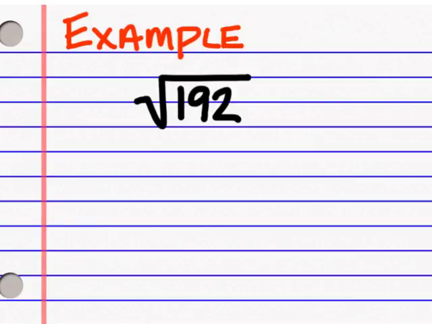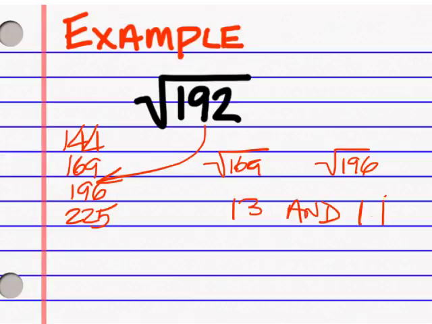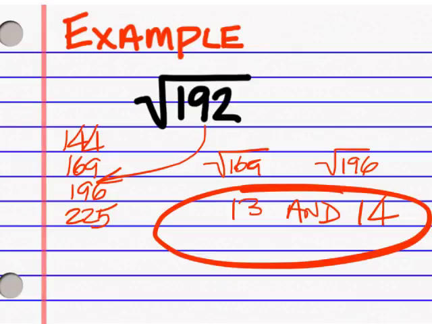Here's another one. 192. Some of the squares around that are 144, 169, 196, 225. 192 fits in right here. So the square root of 169, square root of 196, 13 and 14.